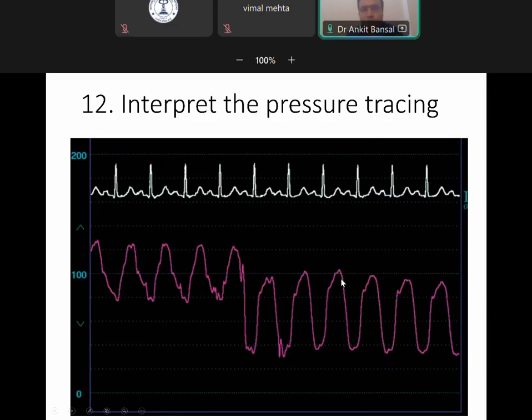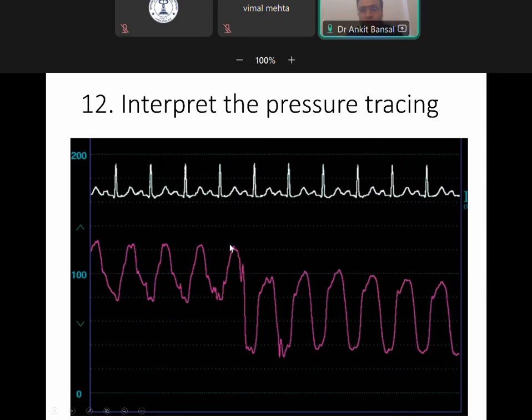It's not reflecting the true LV pressures. This is a damped LV pressure. So this is a combined trace between the damped pressure of the aorta and the transmitted pressures of the LV. So this is not a true LV pressure. In the true LV pressures, the diastolic pressure of the LV will go down further and the LV systolic pressure will be almost equivalent to the aortic systolic pressure. So this is not a true LV pressure.